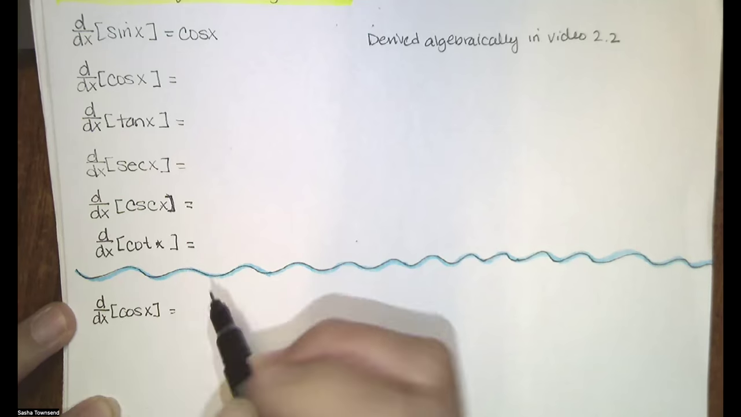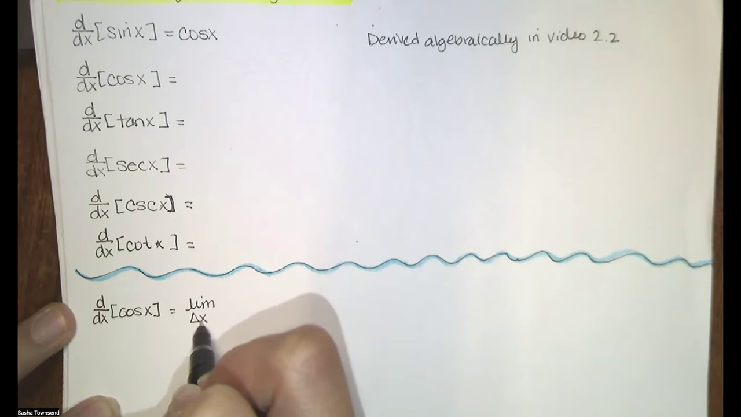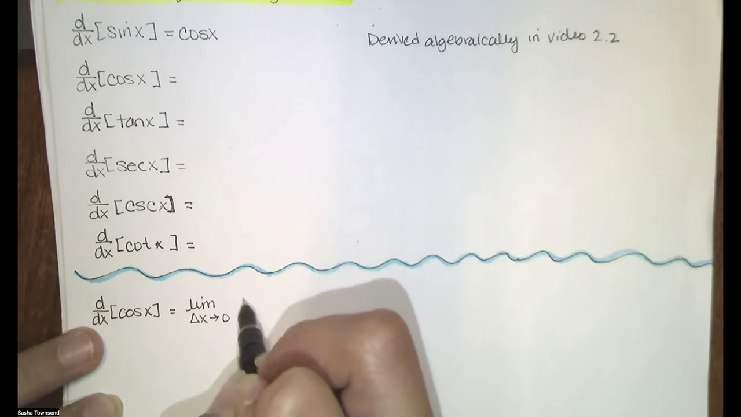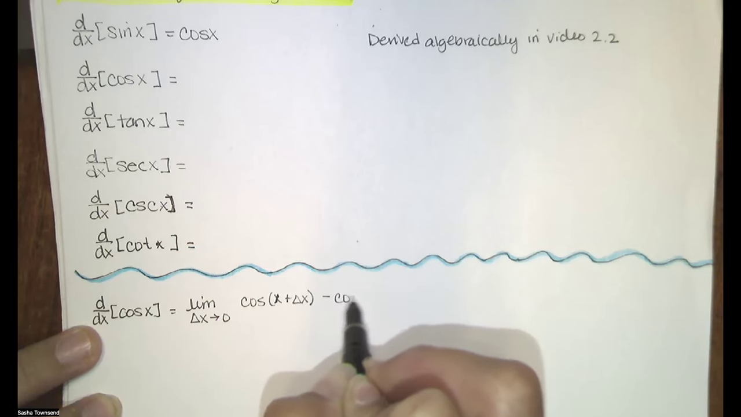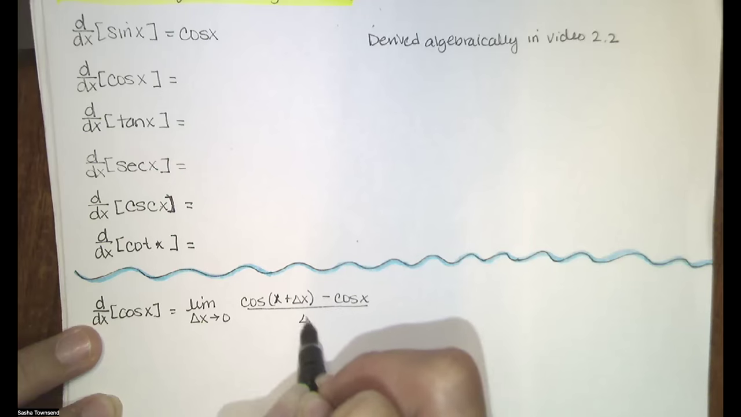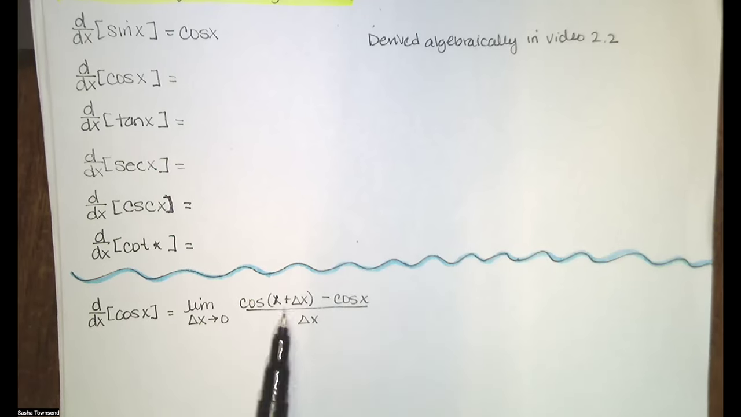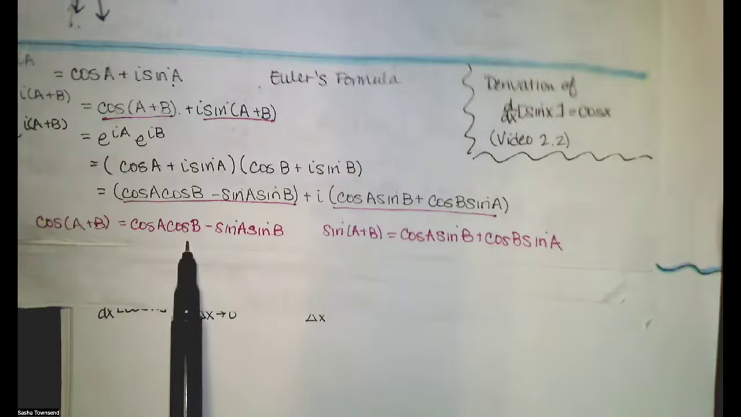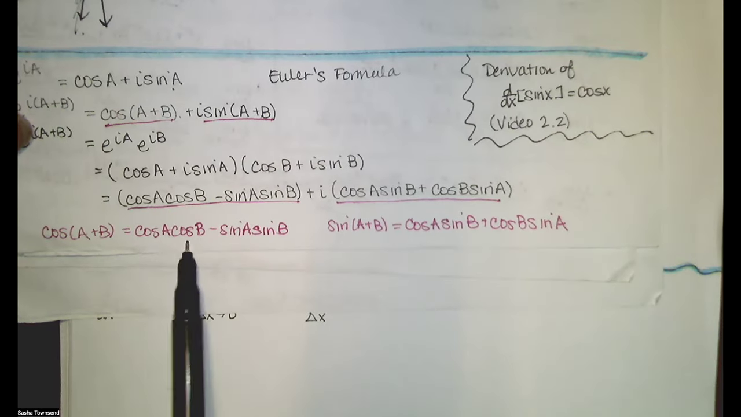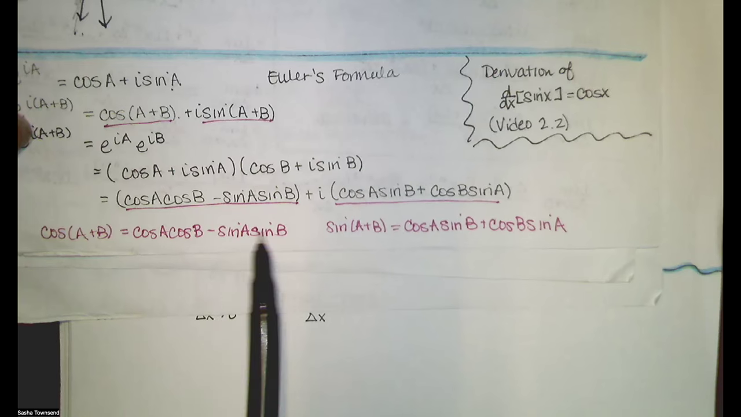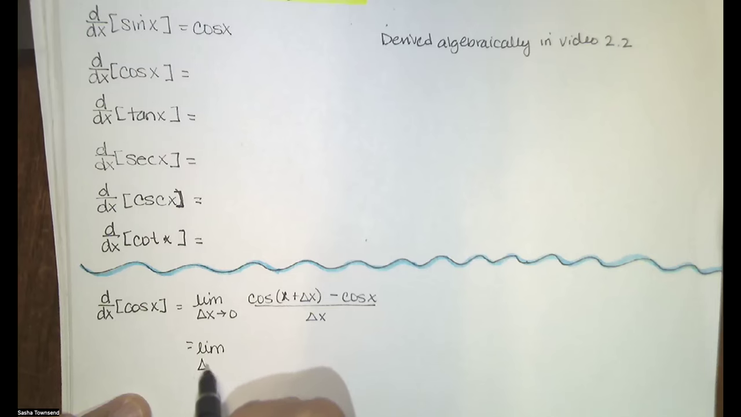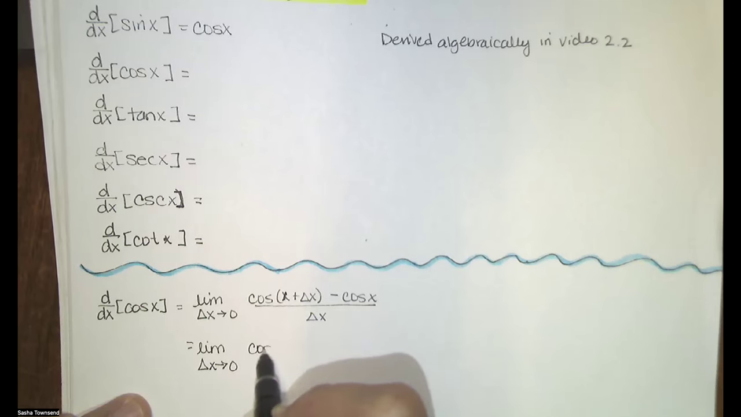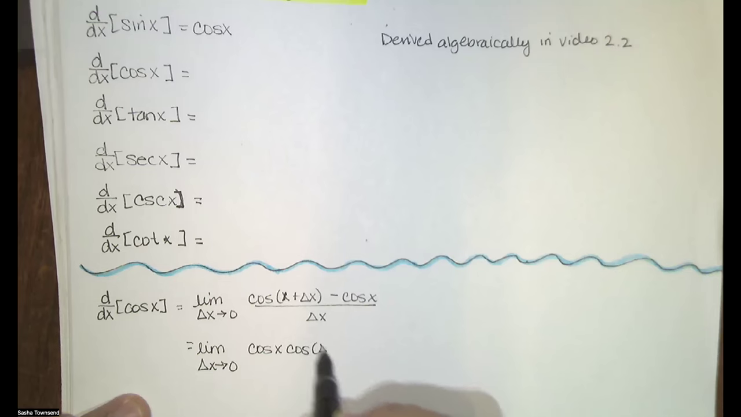is defined to be the limit as delta x approaches 0 of my function evaluated at x plus delta x minus my function evaluated at x, all divided by delta x. Now, since this is the cosine of a sum, we'll apply this formula. So you have cosine of the first angle times cosine of the second minus sine of the first angle times sine of the second. I'm really not sure how insightful this is, but it is how we would derive it algebraically.